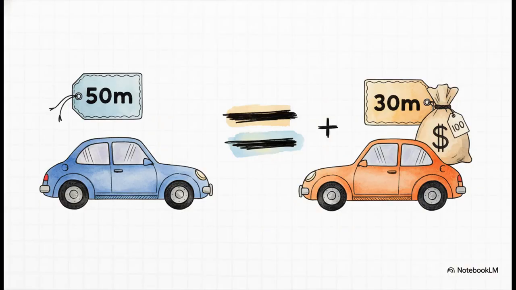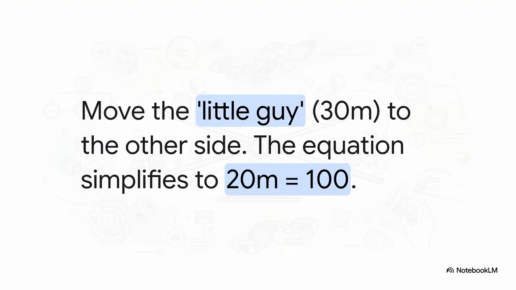To figure out when the costs are exactly the same, that's the break-even point, we can set up an equation. Let's say M is the number of months. The cost of Plan A is 50 times M. The cost of Plan B is 30 times M plus that $100 fee. And would you look at that, it's an equation with variables on both sides. And now we know exactly how to solve this.